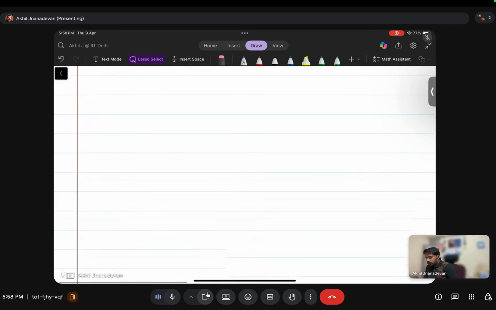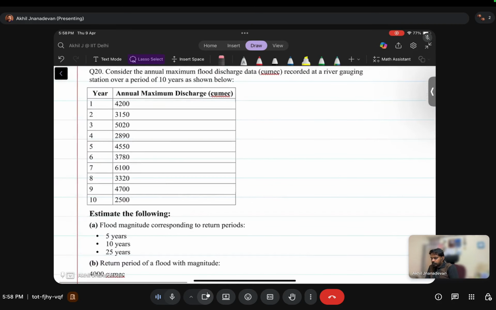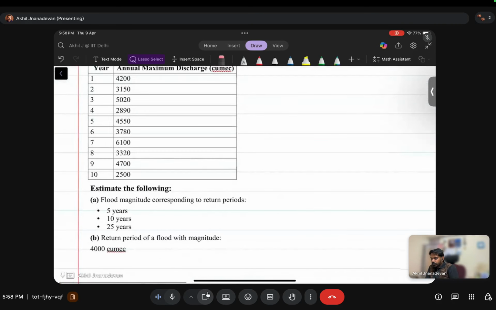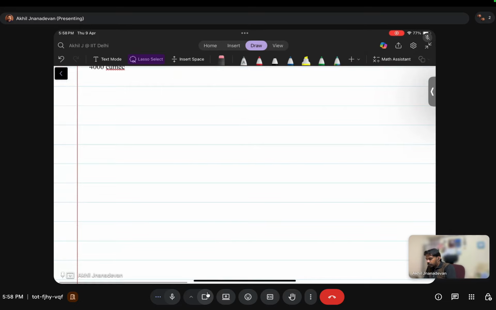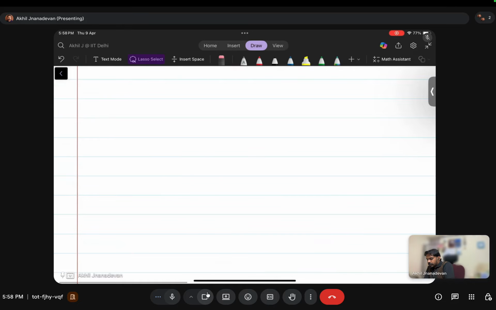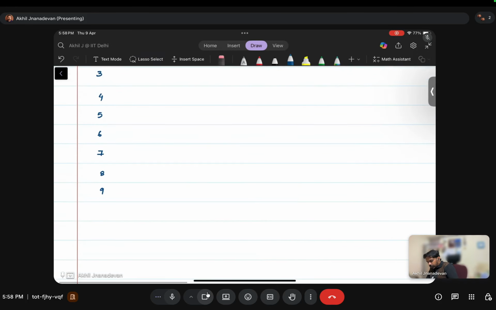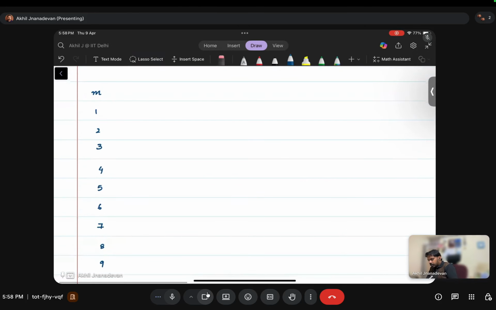Okay, so we will be using the plotting point method. The first thing we need to do is, we have the data with us. First, we have to arrange it in descending order, and we will give ranks. There are a total of 10 data points, so this column is for the rank. Rank will be from 1 to 10, right? 4, 5, 6, 7, 8, 9, and 10.